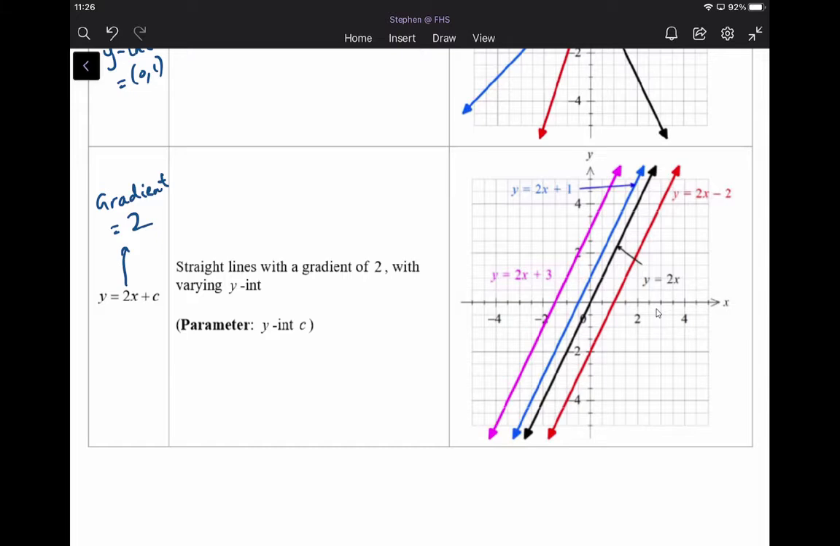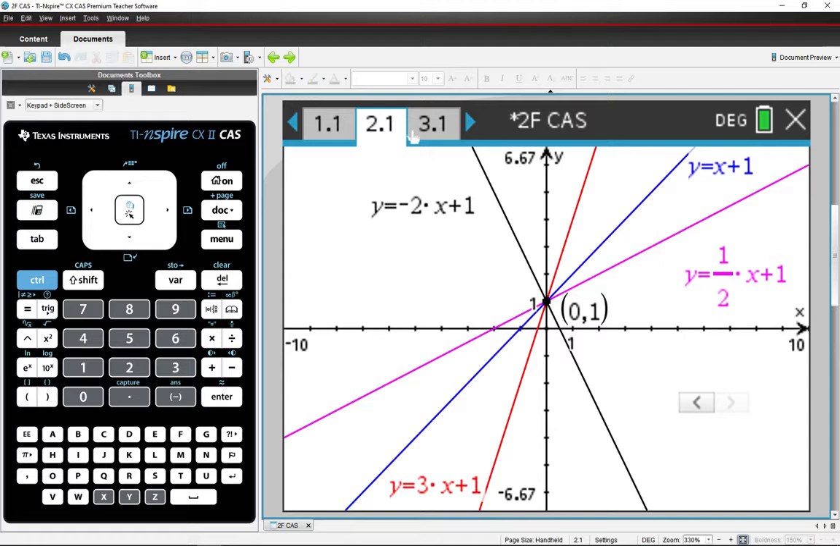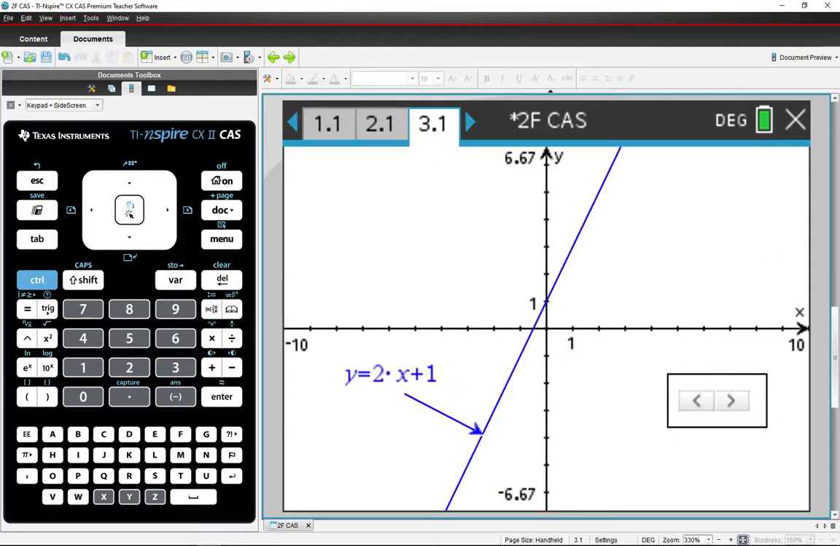Every member of this particular family will have a constant or fixed gradient of 2. On the other hand, we've got the y-intercept that keeps changing. So the y-intercept is going to be our parameter. That is why this family is described by a fixed gradient of 2, but the y-intercept is the one that varies. So our parameter is the y-intercept, which is c. Okay, let's look at this on the calculator. All right, so here we go.